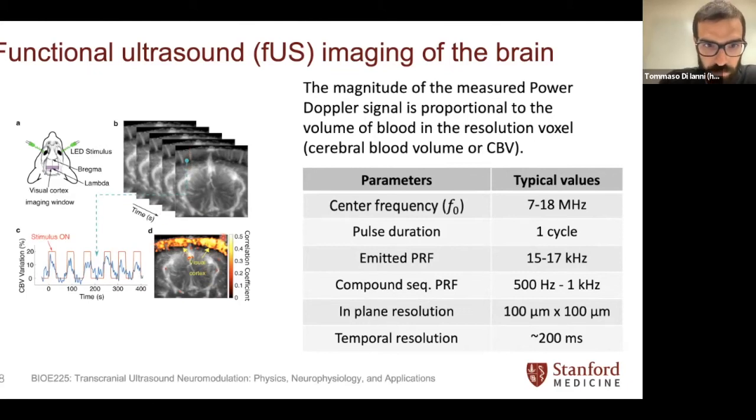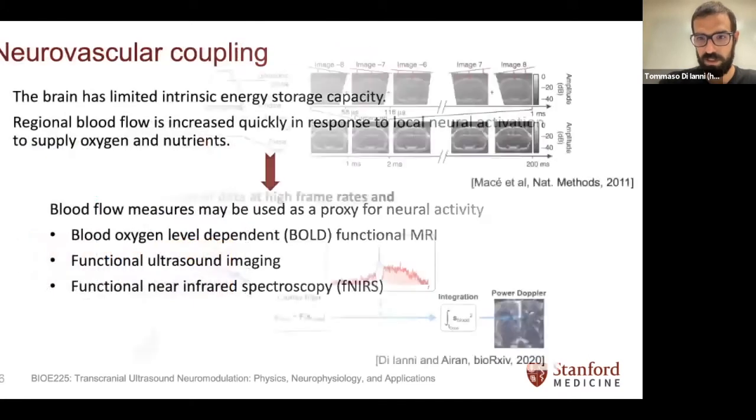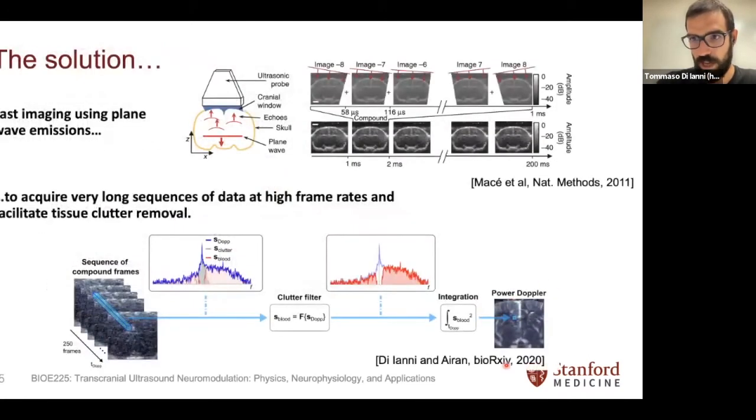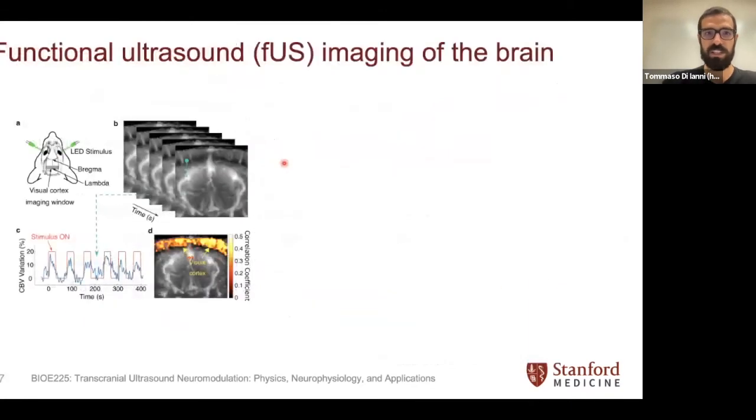Yeah, and then what are the bright lines? Okay, you mean starting from this one? Yeah. Okay, so this one is a power Doppler image, the analogous of this image that I show here, okay? So it's just a power Doppler image. It's a screenshot of the CBV status of our brain slice.